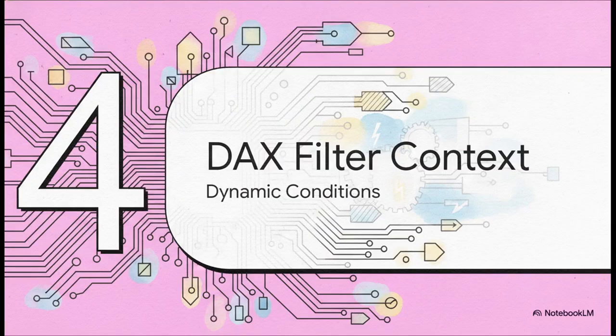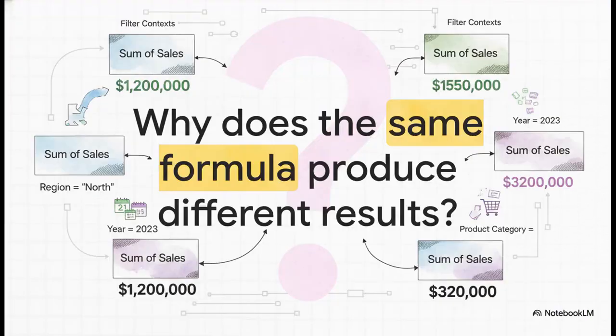All right, part 4, decoding DAX filter context, understanding dynamic conditions. With our wiring all set up, we really need to understand how the electricity flows by decoding the invisible force that makes those measures actually work. Think about this for a second. Why does the exact same DAX formula produce totally different results? It's kind of a puzzle, right?